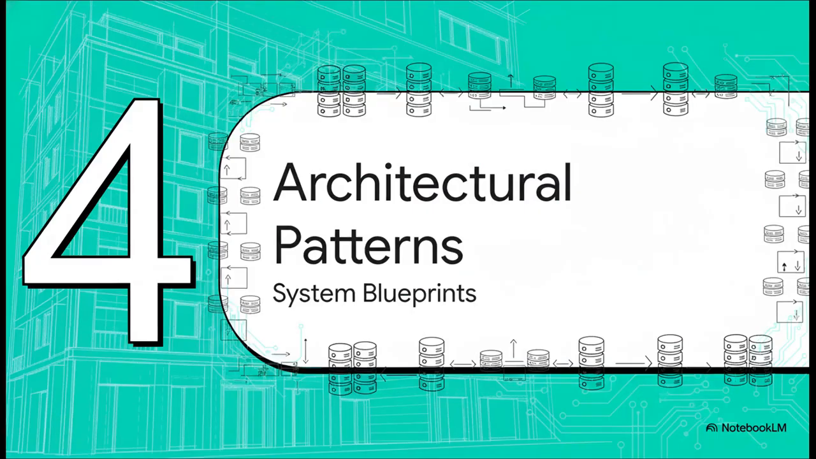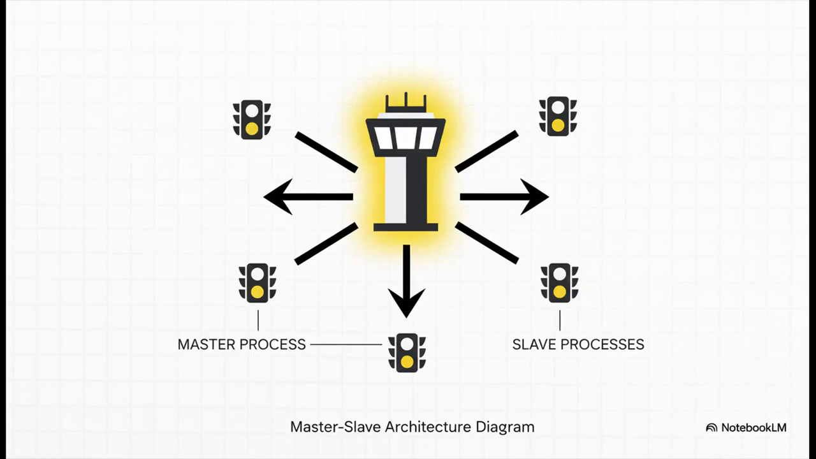Okay, so let's take this a step further and look at some formal distributed architectural patterns. You can think of these just like blueprints in construction. They're proven, reusable solutions to common problems. A classic pattern is the master-slave architecture, though it's worth noting that today people often use more modern terms like controller-worker or primary-replica.